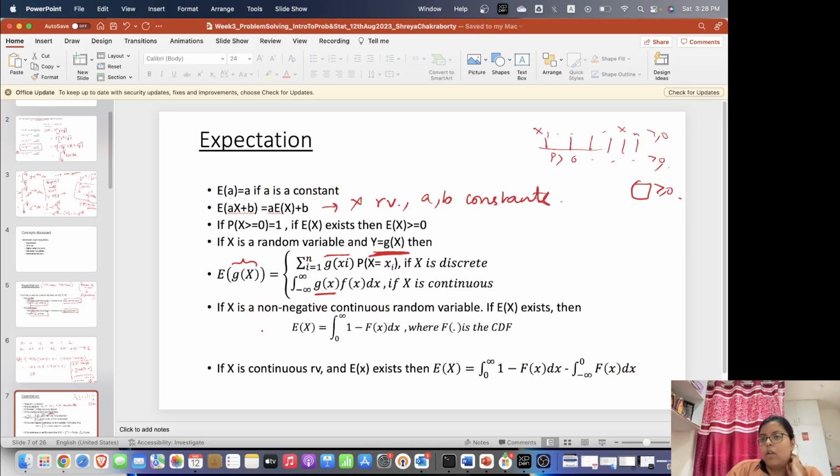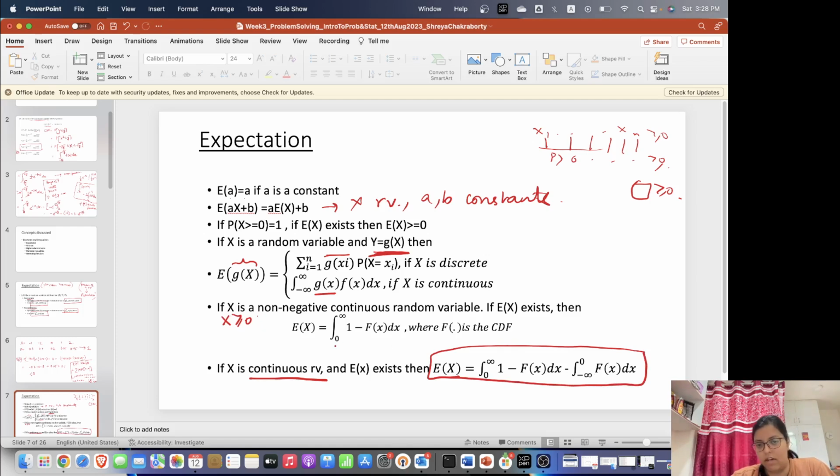Alright. So, next, we discussed this thing. If x is a continuous random variable, then the expectation, if it exists, has this formula, irrespective of whether x is positive or negative. But if x is not negative, that is x greater than or equal to 0 always, then this part is going to vanish and we are going to get this thing.